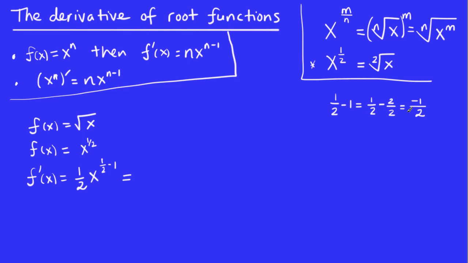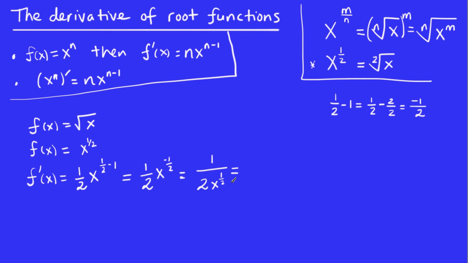So that difference is just equal to negative 1/2. And so there's our answer. Now, we usually like to give our answers without negative exponents if possible. So why don't I rewrite this as 1 over 2x to the positive 1/2.